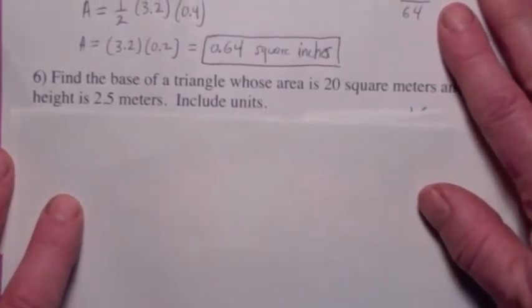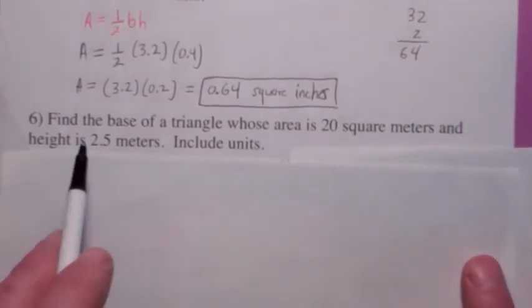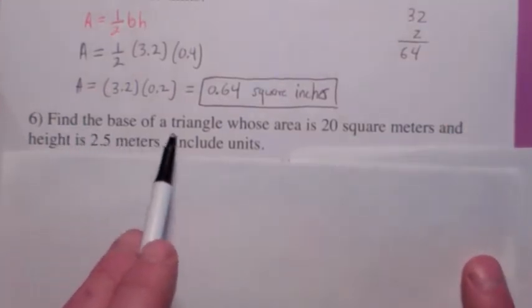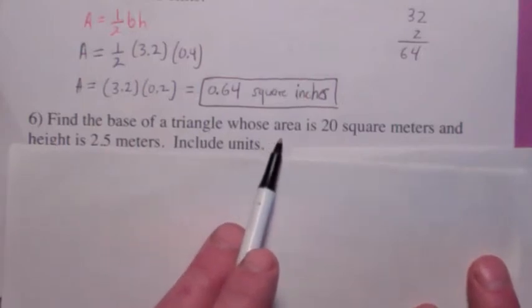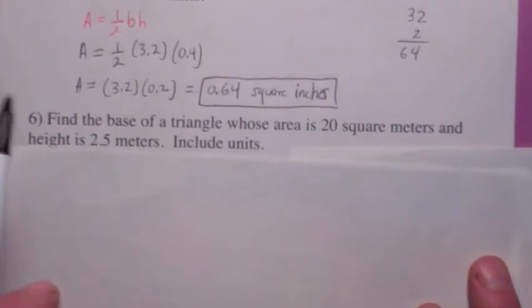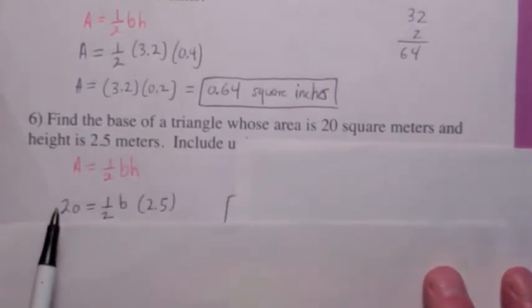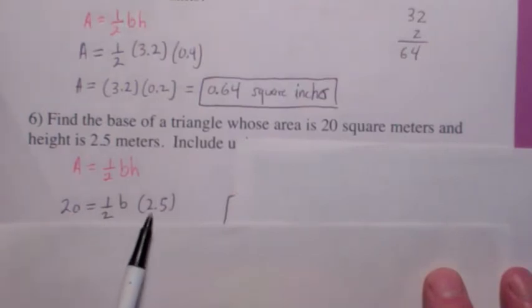For this one, number 6, I'm giving you the base. Oh, and then what am I giving you? I want you to find the base, find B. I'm giving you the area is 20 square meters, and the height is 2.5. So remember, you got to remember the formula. I'm giving you that the area is 20, and the height is 2.5 meters. I want you to find the base.